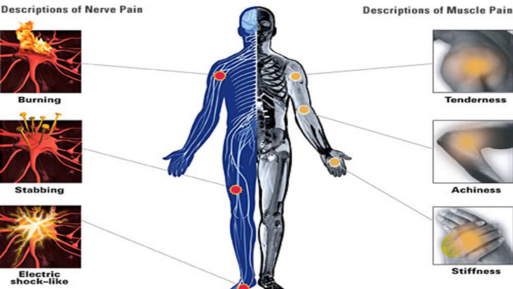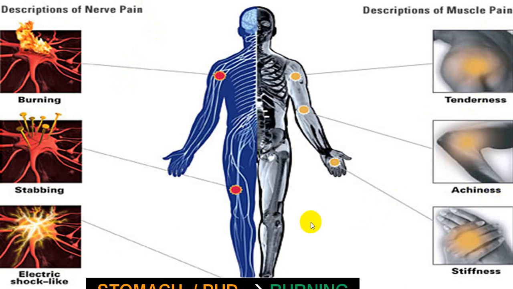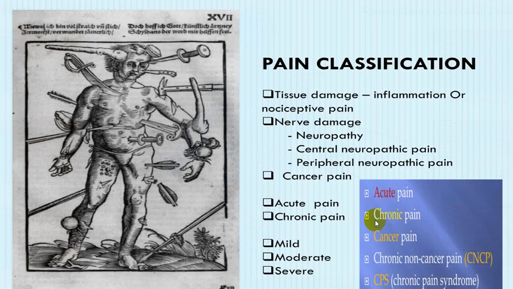Also it can be classified depending upon the different characters of the pain: burning, stabbing, electric shock like, tenderness, aching pain, stiffness. You can have pain because of a stomach or duodenal ulcer, which is a burning character pain, or you can have small and large bowel pain in the form of a colic. In ureteric colic, with a ureteric stone, you will have what is described as a renal colic. Acute MI will have a typical presentation like heaviness or a suffocating sensation, etc.